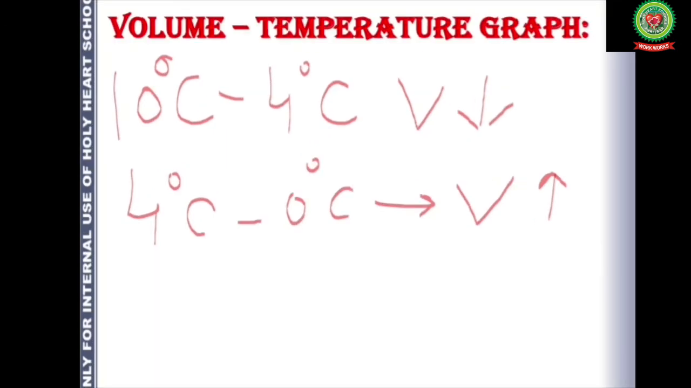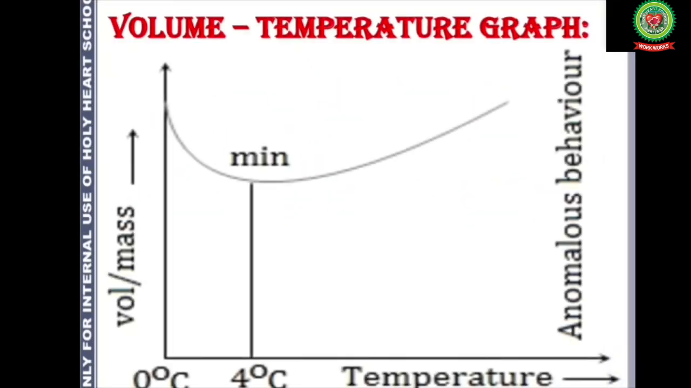Now on plotting the volume temperature graph, volume we will take on the y-axis and temperature we will take on the x-axis. When the temperature decreases from 10 degrees Celsius to 4 degrees Celsius, yes, volume decreases. Now on further cooling from 4 degrees Celsius to 0 degrees Celsius, volume increases.